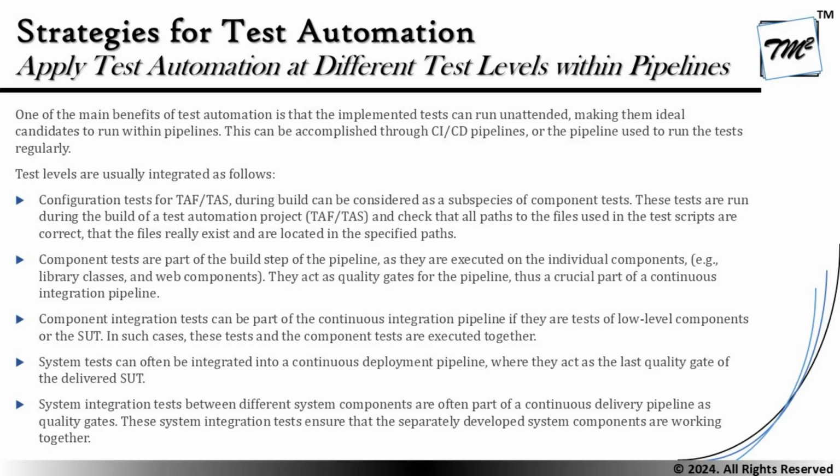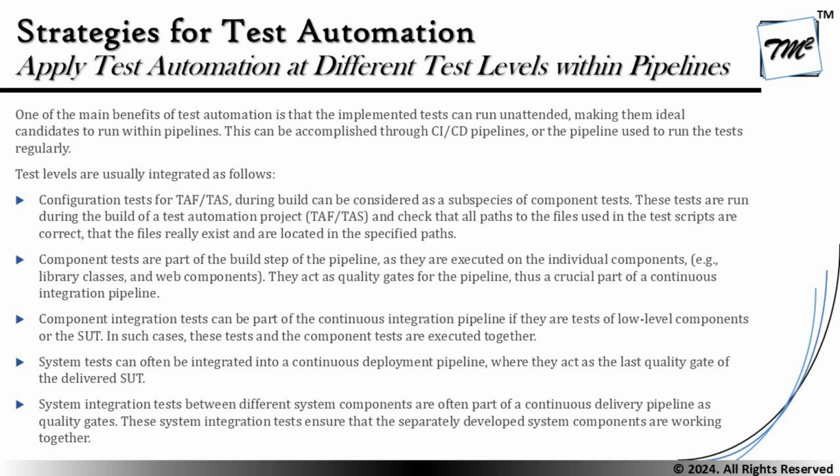Or in fact, I should say the other way around, what does an automation tester contribute when it comes to DevOps altogether? To get started, of course, we are discussing at a very high level that one of the main benefits of test automation is that the implemented tests can run unattended, making them ideal candidates to run within pipelines. This can be accomplished through CI/CD pipelines or the pipeline used to run the tests regularly. The various test levels which are usually integrated are as follows.